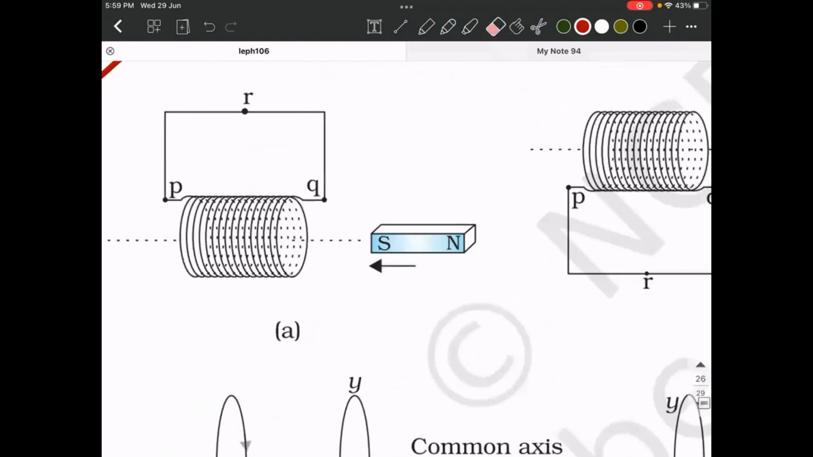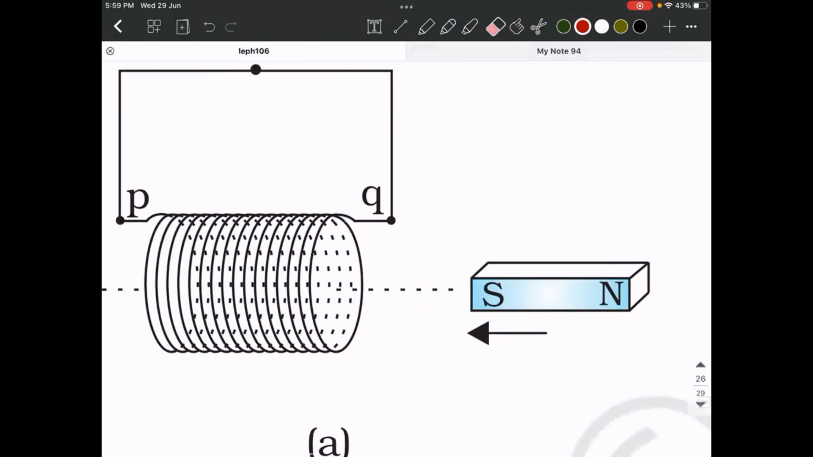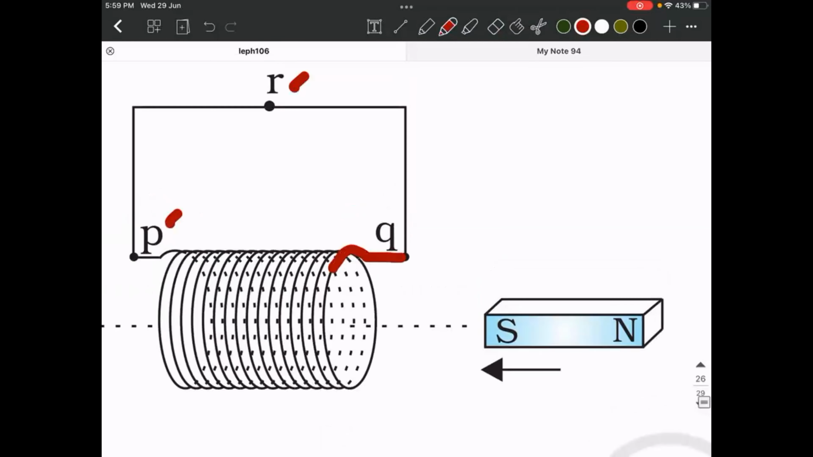This is what I told you. Look at the loop. This you can't see in the book. It's the jump theory, right? So it jumps and goes to Q first. Then it goes to R, then P, then Q. So Q, R, P, Q is the answer. I hope you are able to understand, right?